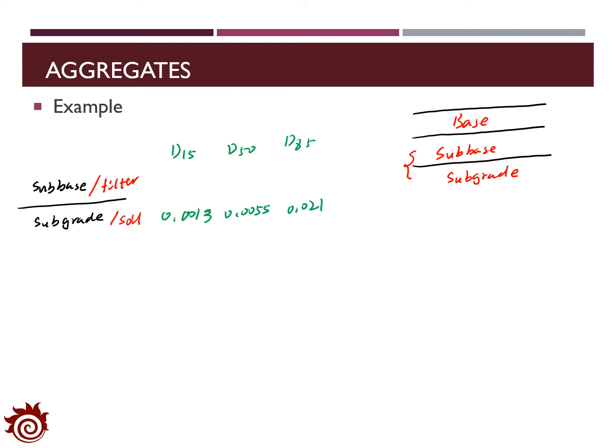We don't know the values of D15, D50, and D85 for the subbase. Actually, we want to find the ranges of these three values for the subbase material. So now let's see how we can get these values, especially the range of these values. We will start with the retention criteria.